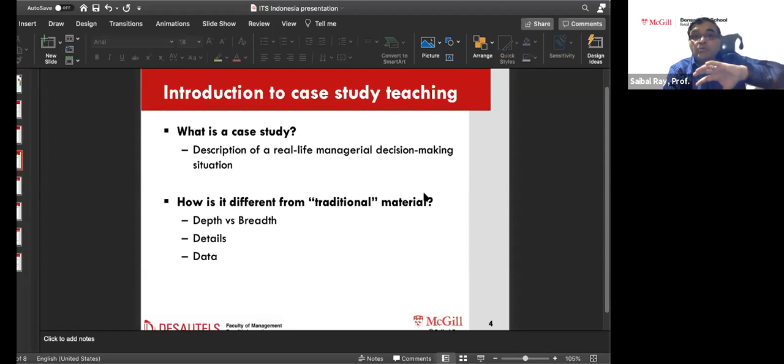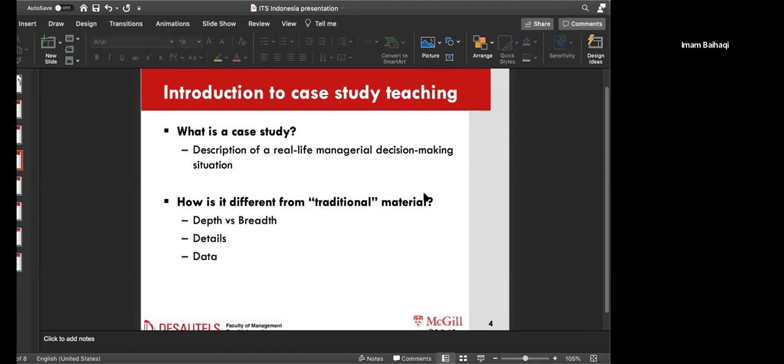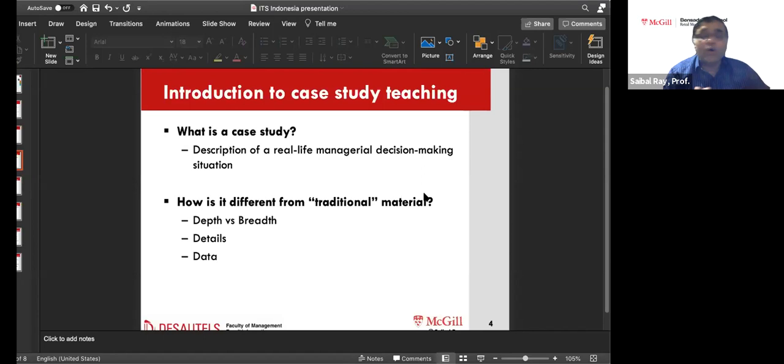Now, even if it is a specific question or a general question, how is it different from traditional material? Let's say I am teaching an inventory course. If I could have taught an inventory course without any cases, why am I teaching a case? Any comment? I remember when I was taught an inventory course in my undergraduate, my master's, or even my PhD, there was no case. It was theory, models, problems, and so on. So why should I teach a case? Many of you teach inventory management or production planning and control. Why should I teach a case?